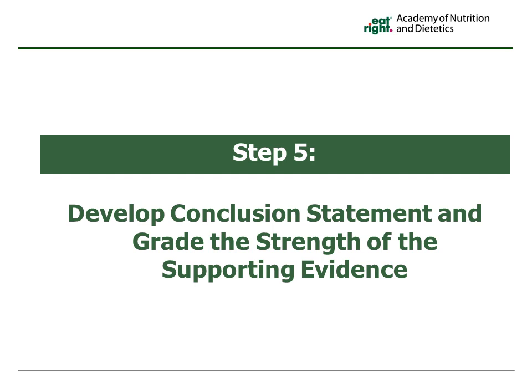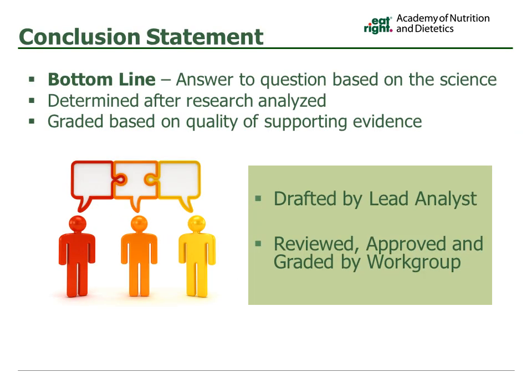All right, so let's take a look at the conclusion statement, which is the final result of our systematic reviews, and how we grade the strength of that supporting evidence. So the bottom line: a conclusion statement is the answer to that original PICO question based on the science that currently exists. And so if you think about it, it's not creating new evidence. So you're basing your answer on existing evidence that is found in the literature today. It is determined after the research is analyzed, and it's graded based on the quality of supporting evidence. So our lead analyst drafts the conclusion statement, but it's reviewed, approved, and then the grade is determined by our work group, which are those content experts again.